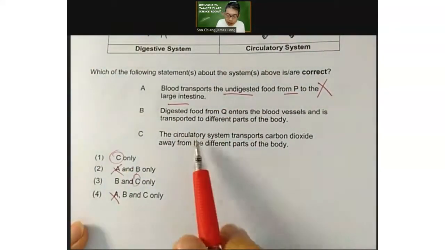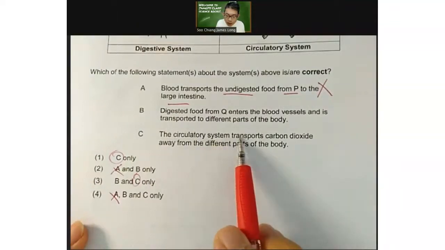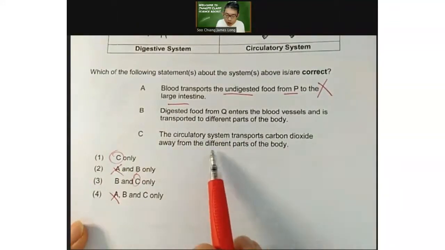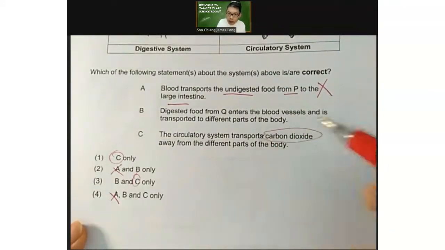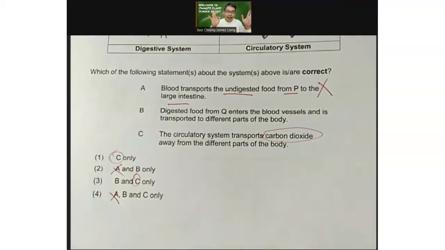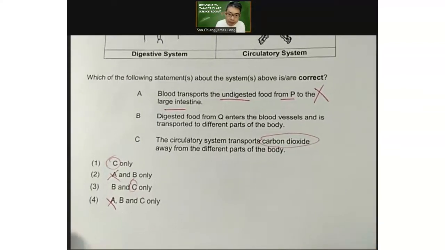You see, the circulatory system transports carbon dioxide away from different parts of the body. That's true. It brings all the carbon dioxide-rich blood to the heart, then pumps it to the lungs to get rid of it when we exhale. So C is correct. Now the thing is whether B is correct.